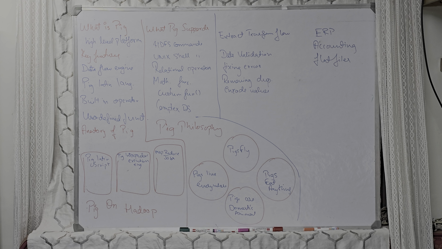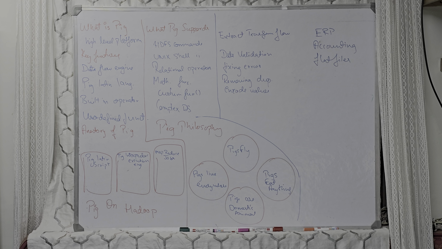Okay, so Pig is a high-level platform which sits above Hadoop as well. It's related to Hadoop. So what actually does Pig do? It does nothing but analyze the data. Whatever data it gets, it analyzes and stores in the HDFS. We have four key features of Pig: data flow engine, Pig Latin language, built-in operators, and user-defined functions.